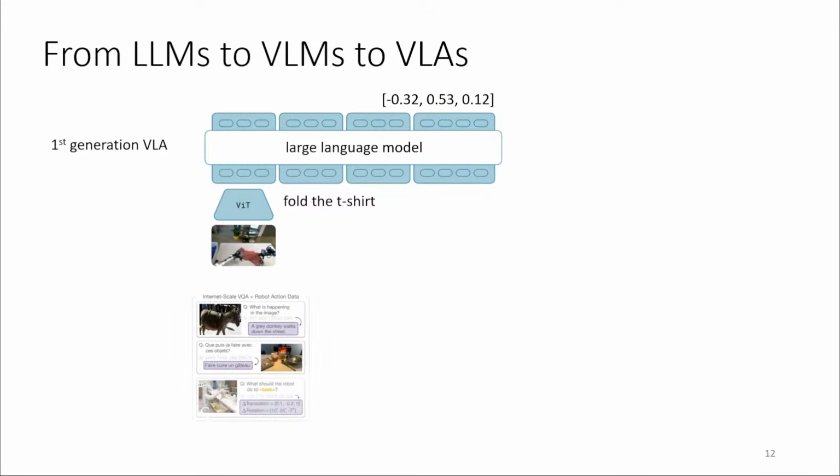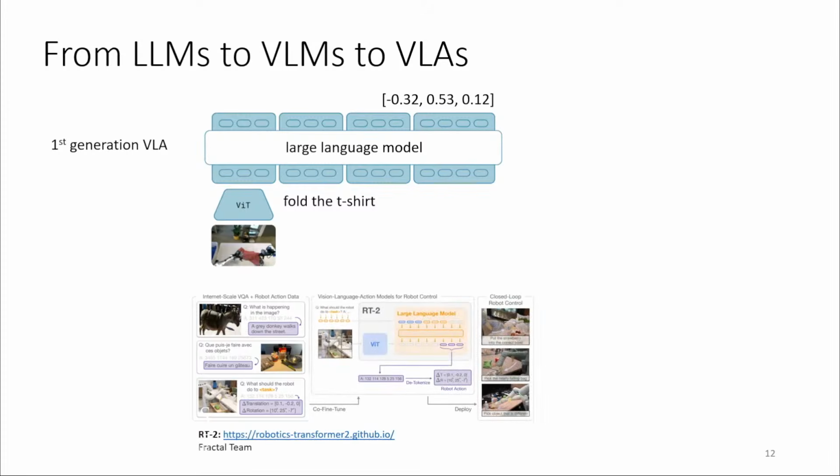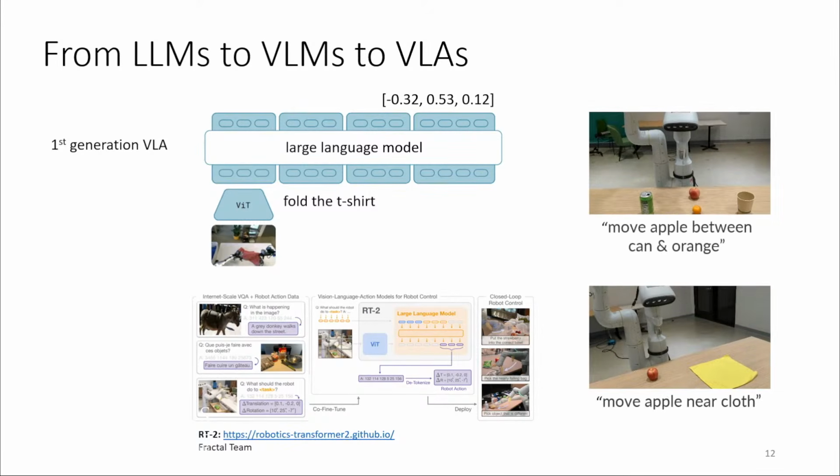So this is the diagram from the original RT2 paper. There's a bunch of VQA examples, the kind of things you'd use to train VLMs. And then the robot examples are put alongside those. Basically, each robot example is like a visual question, where the question is the command, like pick up this object, and the answer is a sequence of numbers representing the action. Here are some videos of what this looks like.